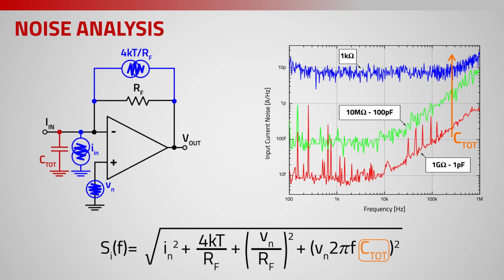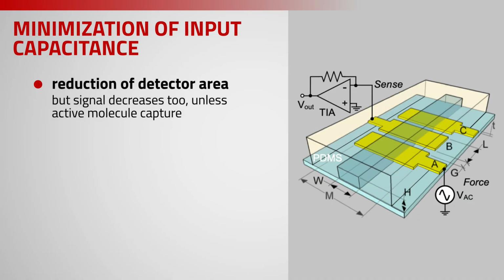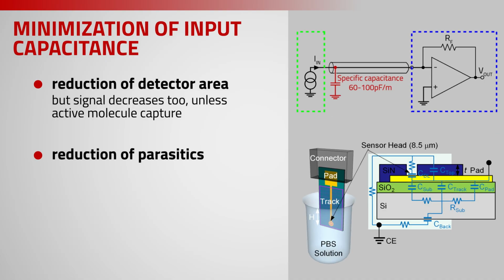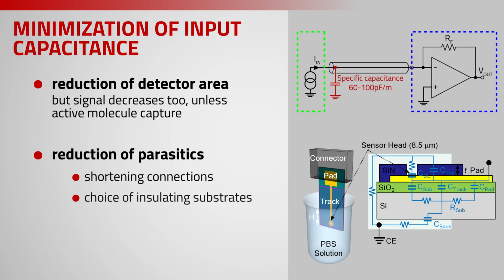If we perform the noise analysis, it turns out that, of course, the feedback resistor has an impact in the noise spectrum, but one of the most dangerous terms is the total input capacitance connected to the input node, which has to be minimized. The minimization of this capacitance can be performed by reducing the electrode area, but of course this implies a decrease in the signal unless we have an active way to capture the charge. We can reduce the interconnection parasitics by shortening the connection, avoiding shielding if possible, and choosing insulating substrate instead of conductive substrates.